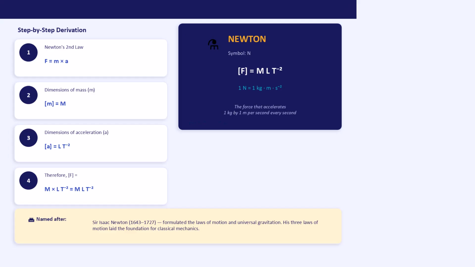Let us now derive our first named unit, the Newton, the unit of force. Newton's second law of motion tells us that force equals mass times acceleration, written as F equals m times a. Step 1. The dimension of mass is simply M. Step 2. From our previous slide, acceleration has dimensions LT to the power minus 2. Step 3. Multiply them together. Force has dimensions M times LT to the minus 2, which we write as MLT to the minus 2.